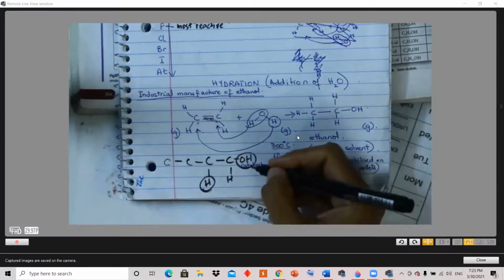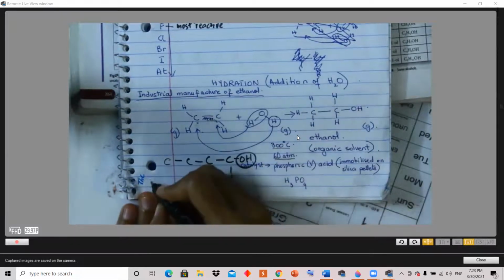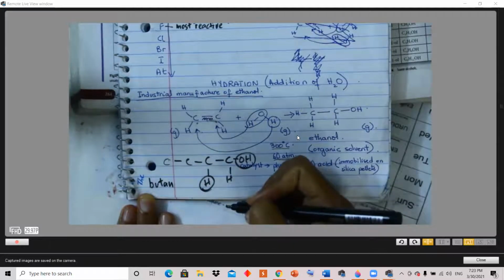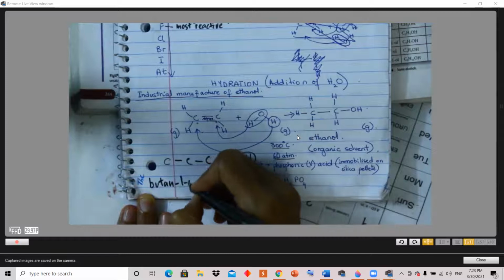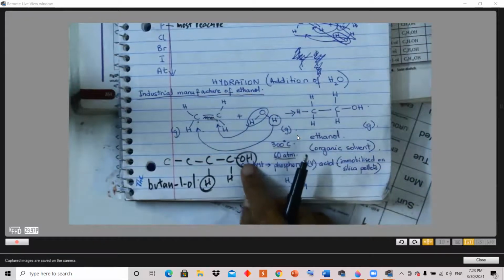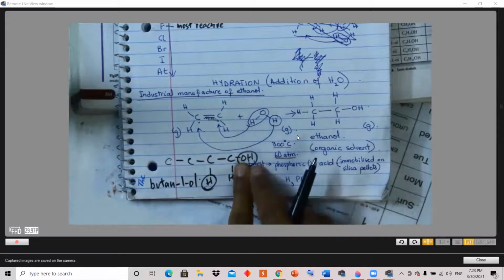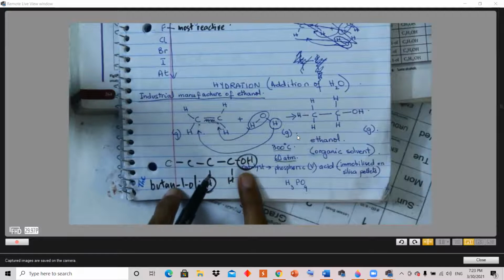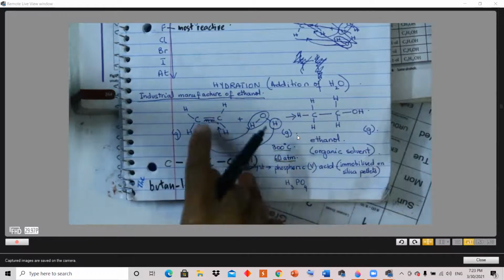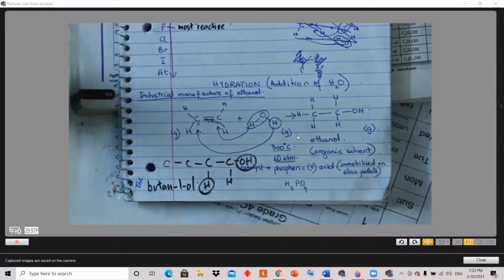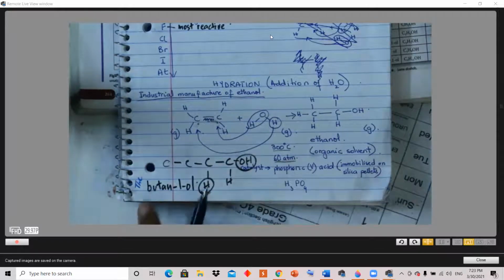So how will we write this? What will be the name for this? Butan-1-ol. Remember, this is a functional group for alcohols. And so you write the parent name. Parent name is the molecule that you started with. It has 4 carbon atoms, so we will call it butane.